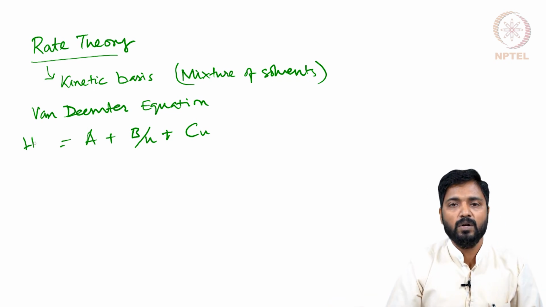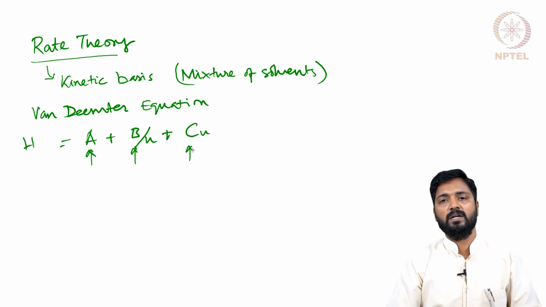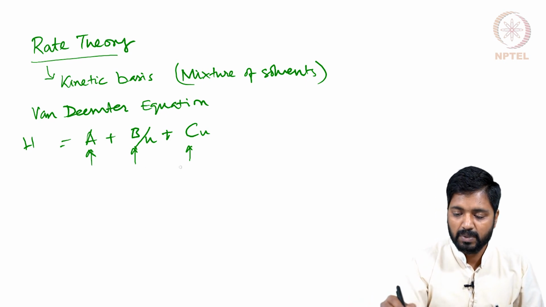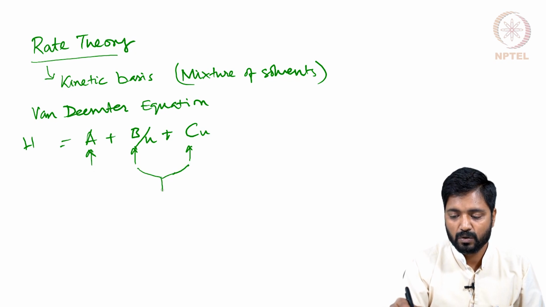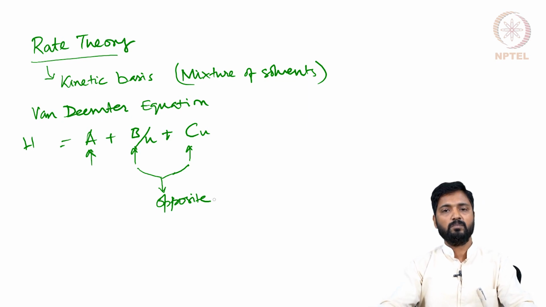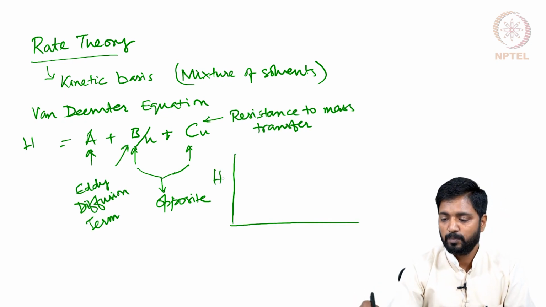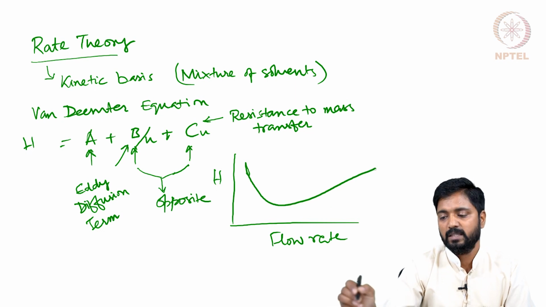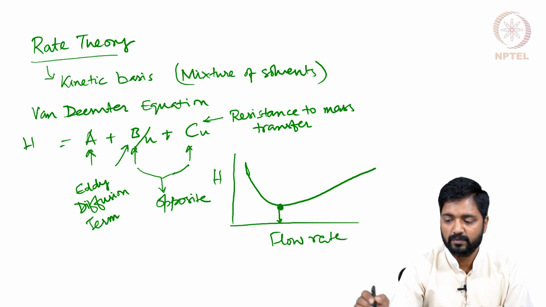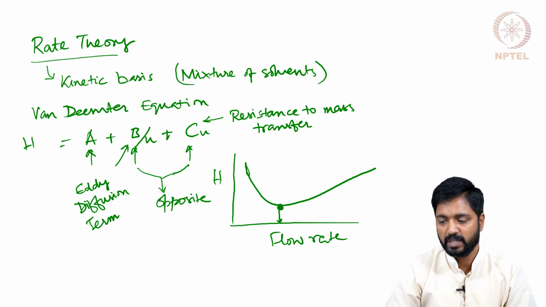And we also discussed what factors influence all these three parameters A, B, C, and we essentially saw that the B and the C terms are sort of opposite to each other. So, the factors that stabilize or that reduce the B term tend to enhance the C term and vice versa. Consequently, we observe that a plot of H versus flow rate would ultimately follow a profile like this, where at this point we have the lowest or the smallest plate height value, or in other words the most efficient separation.